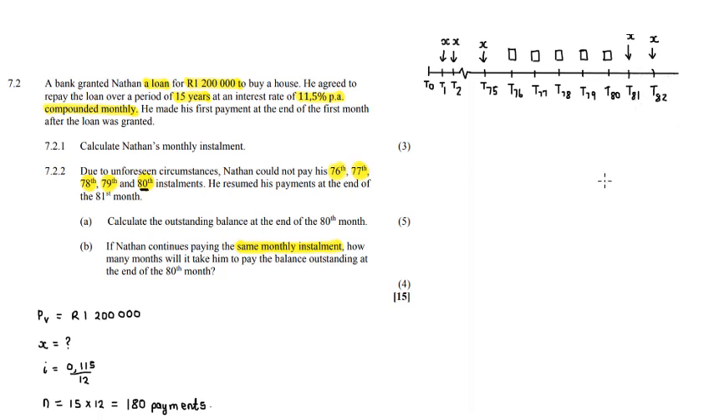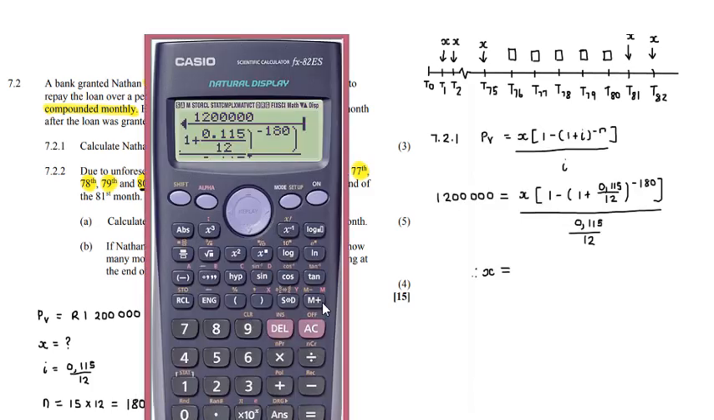So we can now actually get started with 7.2.1. In order for us to calculate his monthly installment, we have to consider the number of payments that were originally required if he was going to be paying this loan off in 15 years. So plugging all of the values into the formula and into the calculator, we're now going to be able to calculate Nathan's monthly installment.